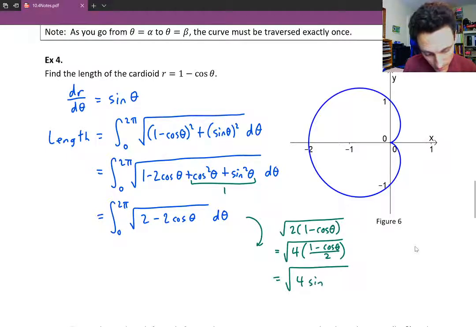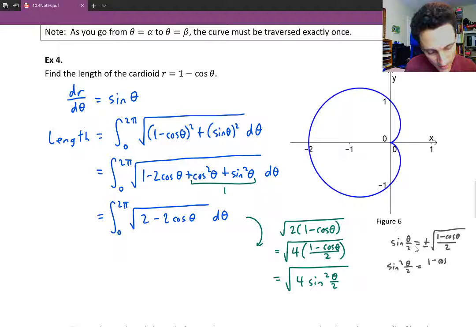Here we can make use of the half angle formula. Just as a reminder on the side, sine theta over 2 equals plus or minus the square root of 1 minus cosine theta over 2. But we're just squaring both sides, so we get sine squared of theta over 2 equals 1 minus cosine theta over 2. So we can replace 1 minus cosine theta over 2 with sine squared theta over 2.